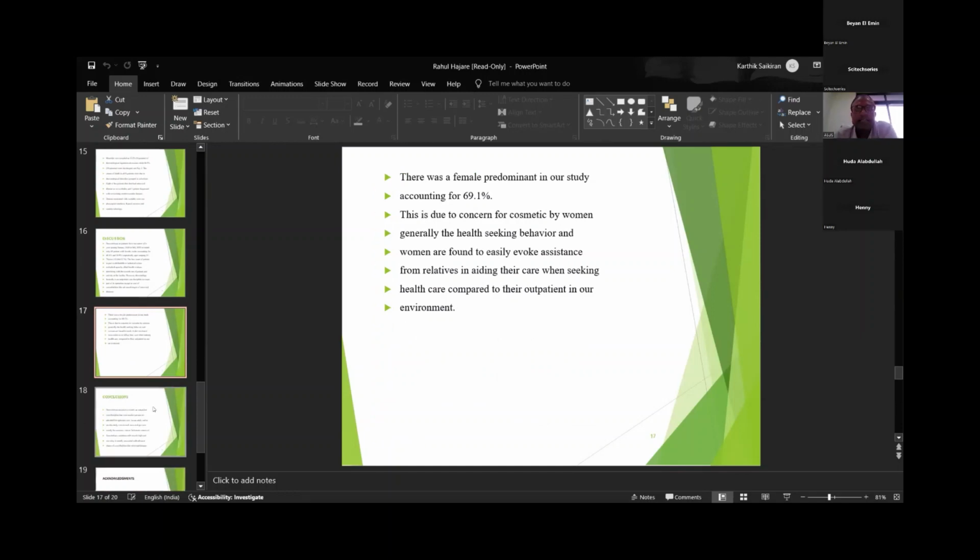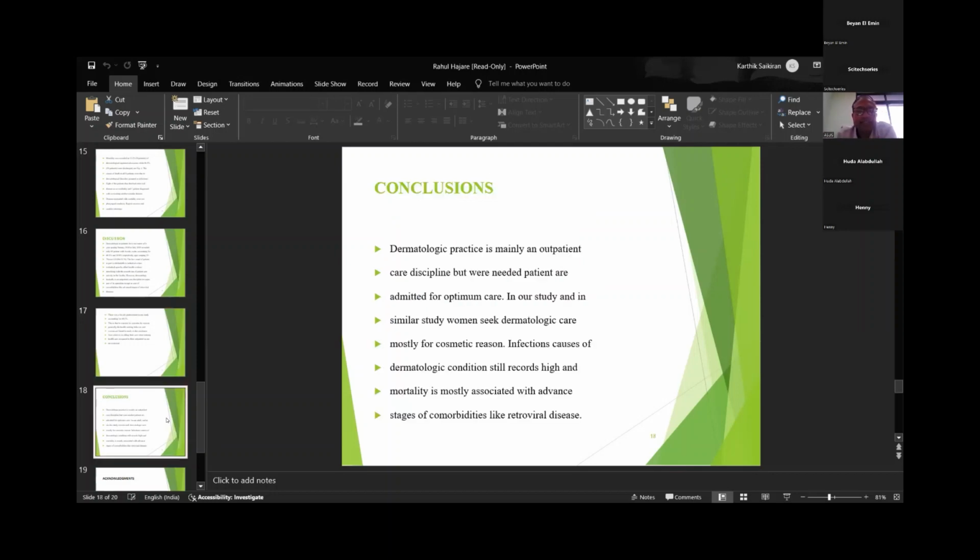There was a female predominance in our study, accounting for 69.1%. This is due to concern for cosmetics by women, and generally their health-seeking behavior. Women are also found to easily evoke assistance from relatives in aiding their care when seeking healthcare, compared to their male counterparts in our environment.